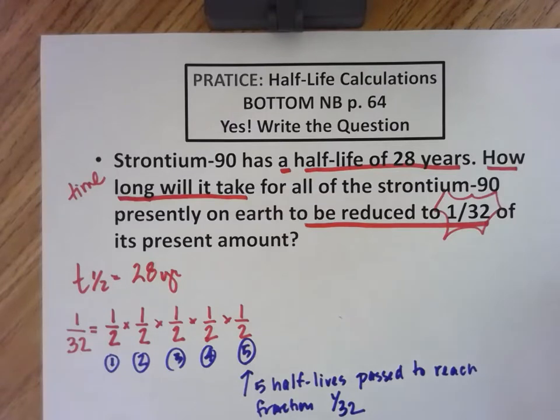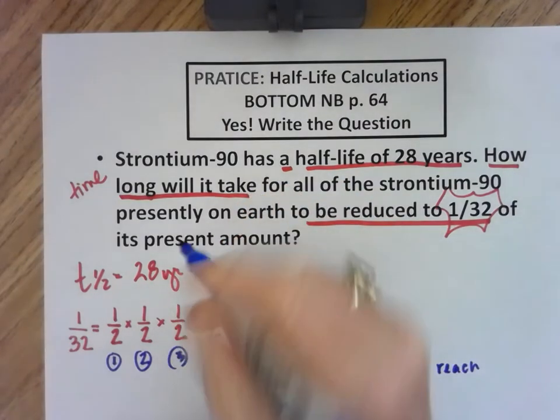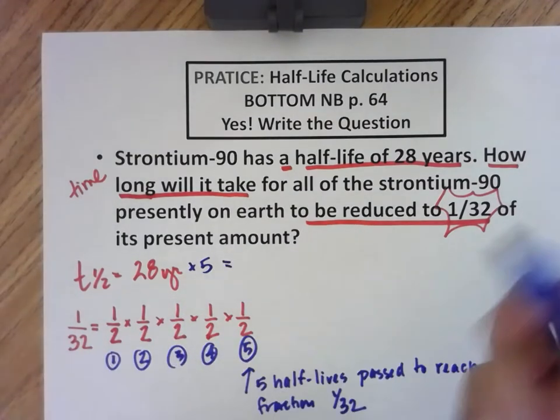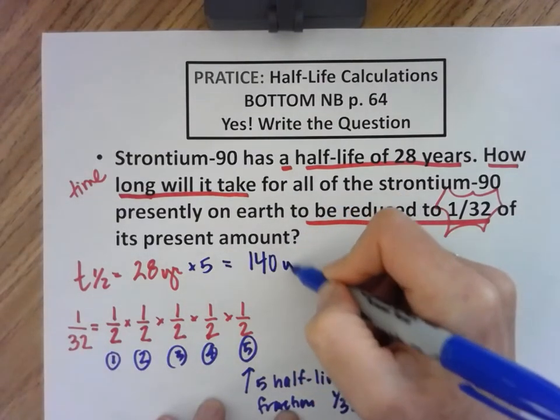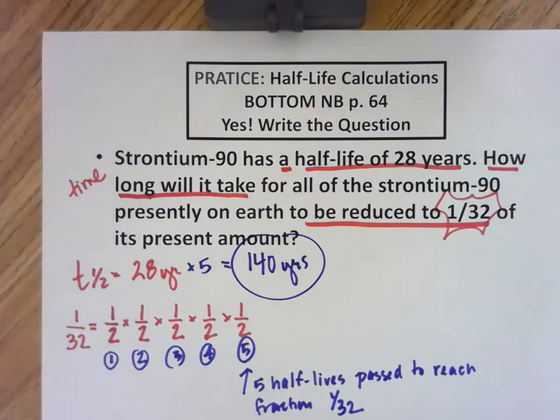If one half-life takes 28 years, we want to know how many years or how long it's going to take for 5 half-lives to pass. So I'm going to take this 5 and multiply it by the duration for one half-life, and you should get 140 years. Time problems tend to be pretty simple, but you have to think through what you have and what they're asking you to do. You want to be on the lookout for fractions that you can figure out how many half-lives are represented by the fraction.